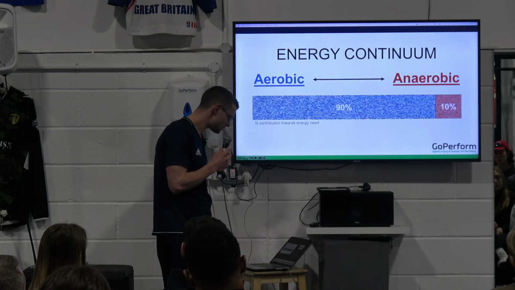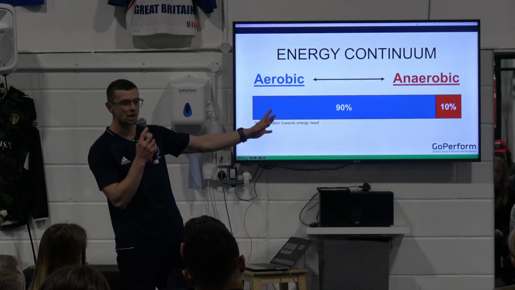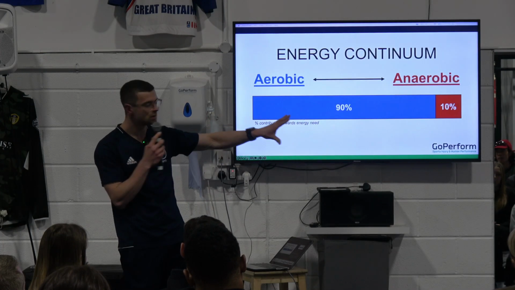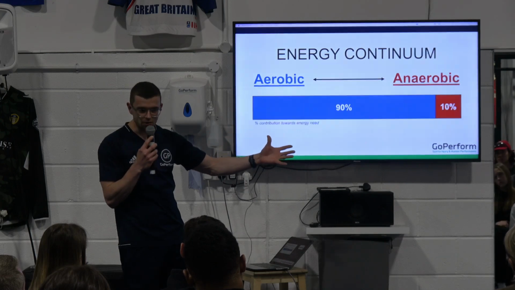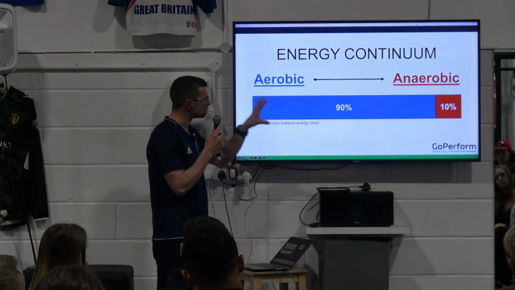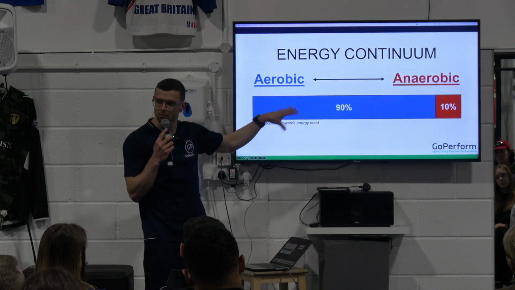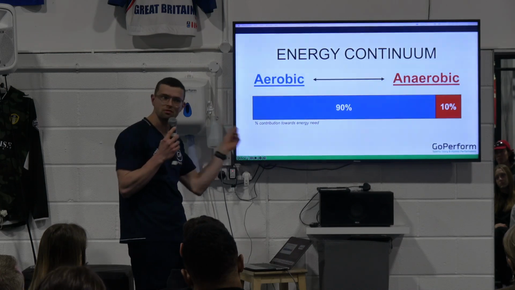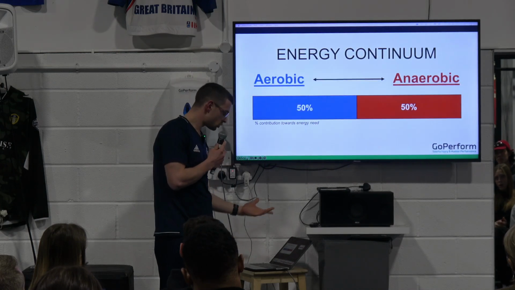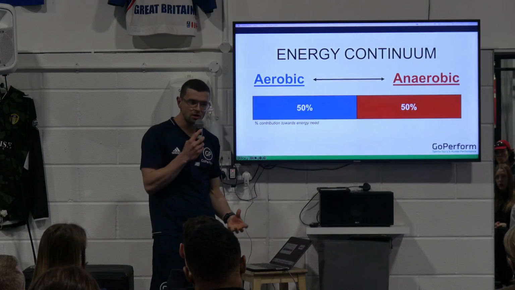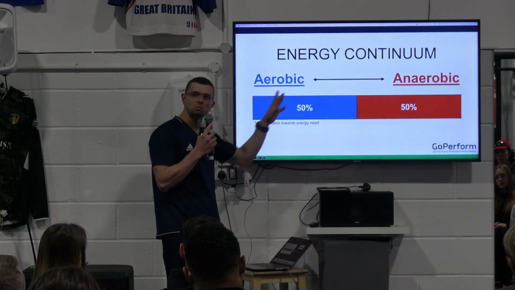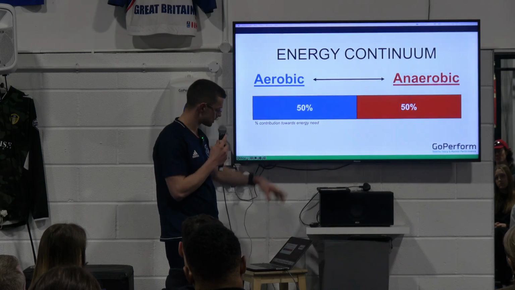So an example here, you've got about 90% contribution aerobic and a 10% contribution anaerobic. That's probably a long, steady, easy run, okay? You're using both, but your body is preferring to use aerobic because it produces a lot of energy. So it's the preferred system to use. Could be 50-50, that's probably more of a tempo type run. Your body's using quite a lot of aerobic, but not an equal amount of anaerobic.